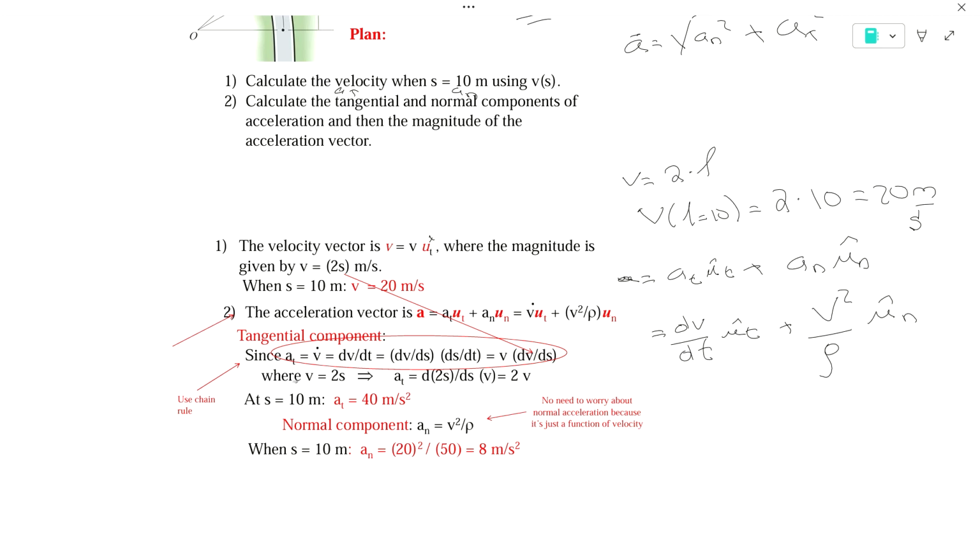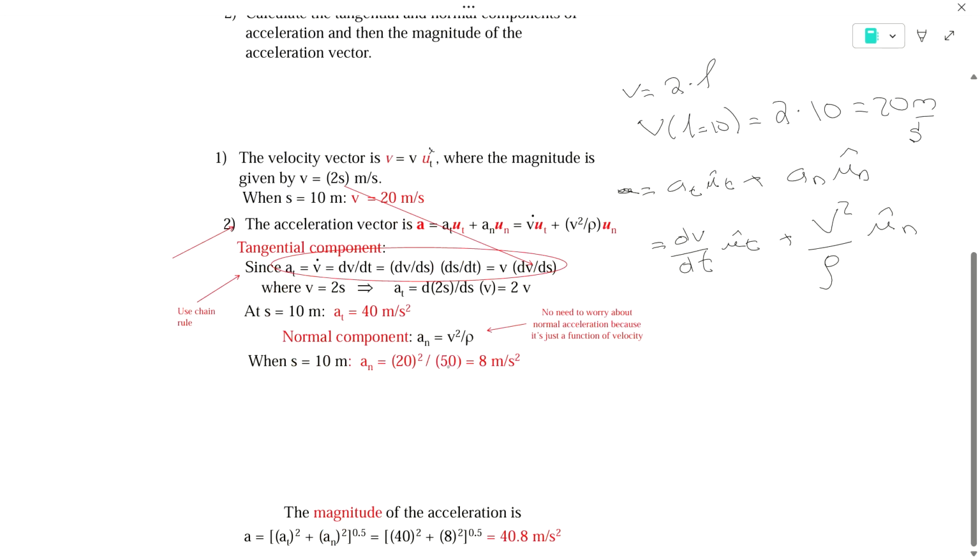Okay, so let's try to solve over here. So A tangential is v dot, which is dv/dt. And again, don't confuse v dot with v prime. V prime is dv/dx. This is with respect to direction. Okay, so don't confuse the v dot with v prime. V prime is not the same because v prime is dv/dx or dv/dy, etc.